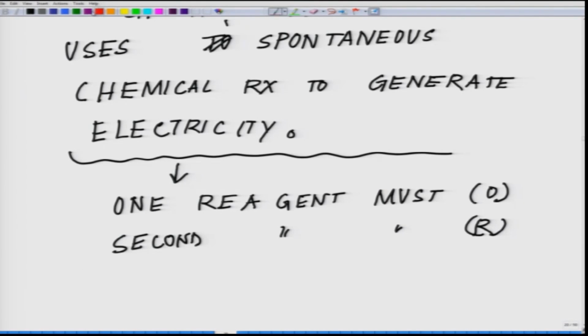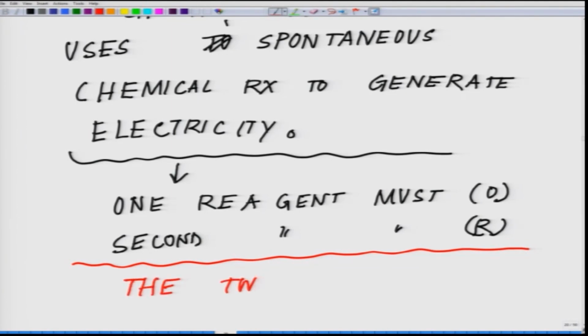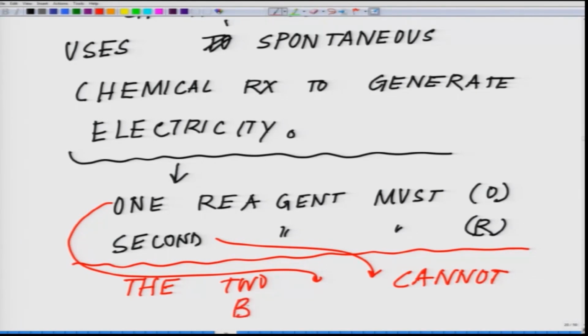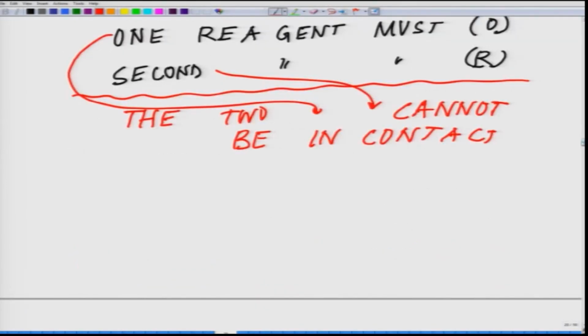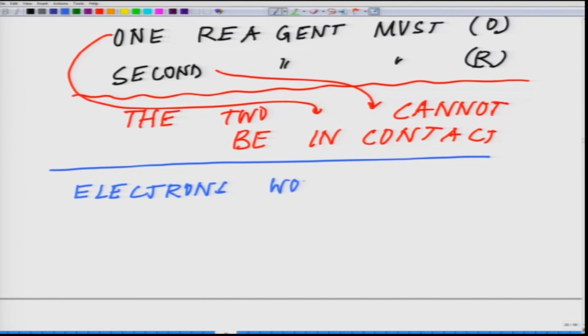And the next most important thing we will be dealing with today is that the two cannot be in contact. Contact means I am talking about physical contact with each other. They cannot be in contact, because in that case the electrons would flow directly from the reducing agent to the oxidizing agent.